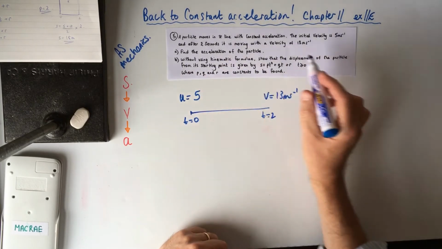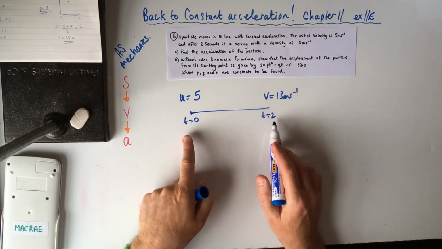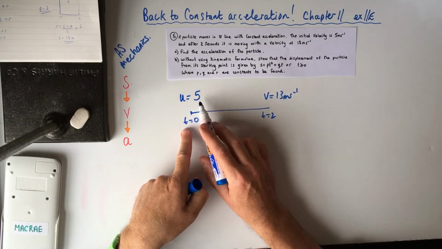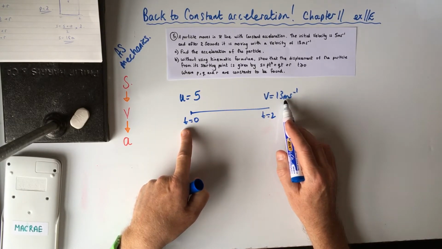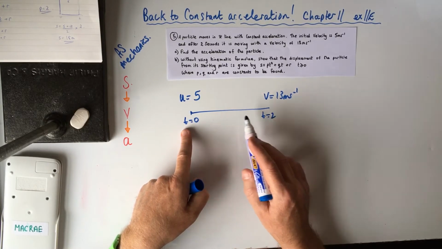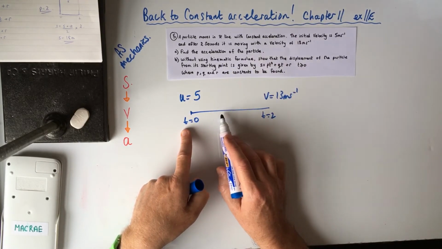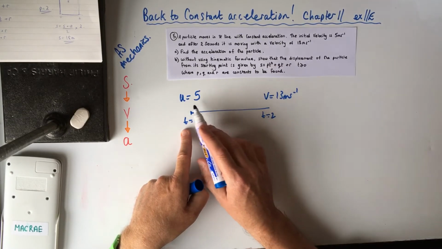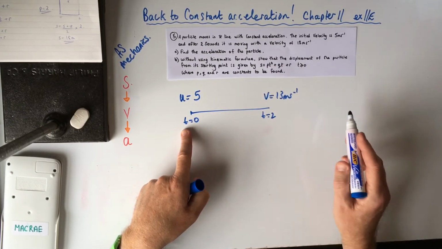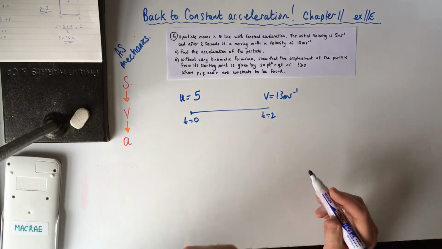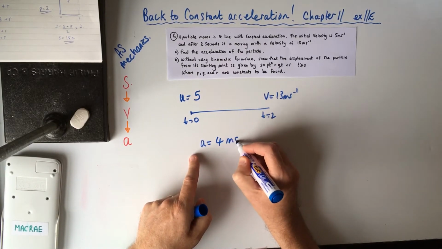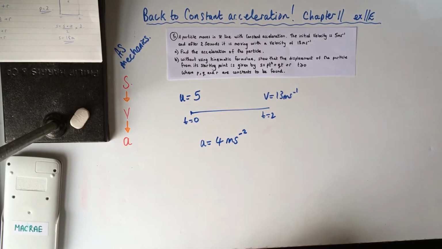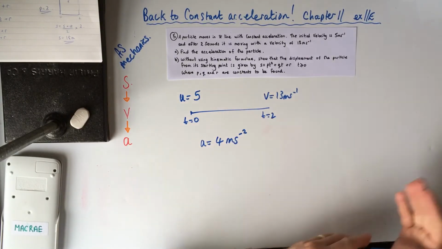Well, that part A is not a problem. You can see actually just from there, it's moved from 5 to 13, so it's changed by 8 meters per second. And it's done that over 2 seconds, and because it's constant acceleration, 8 divided by 2 is 4, so every second it's changing by 4 meters per second. So the acceleration is 4 meters per second squared. That's the acceleration. It's changing by that every second.